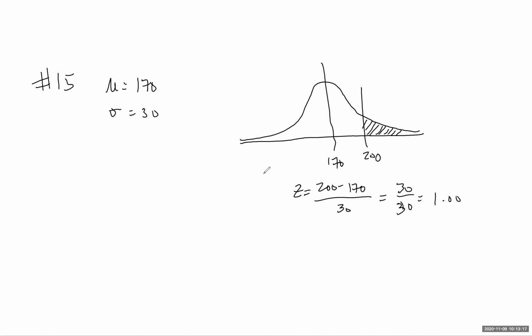Now keep in mind, that is the area to the left of our value. This question's asking for the area to the right. We find that by subtraction. The area under the entire curve is 1. So if we know one side is 0.8413, the other side must be 0.1587.